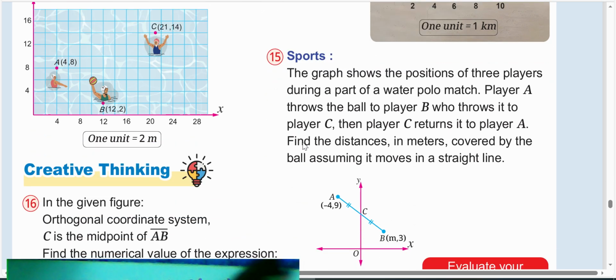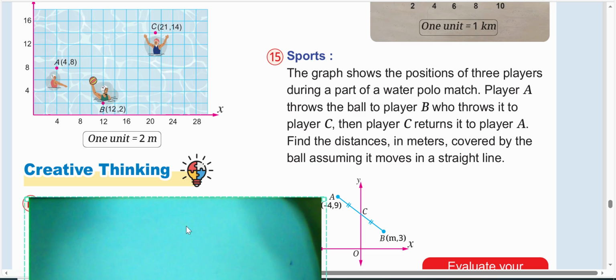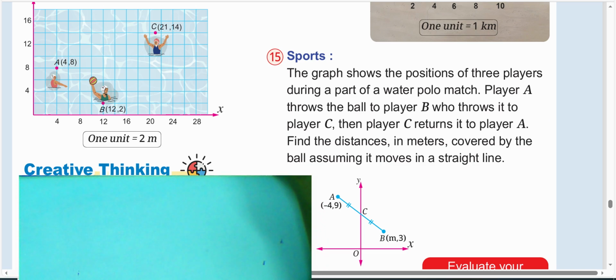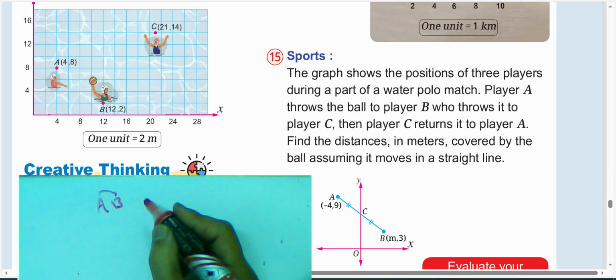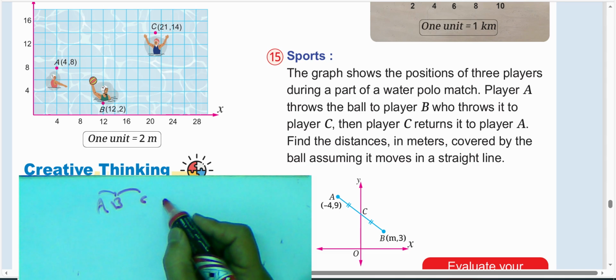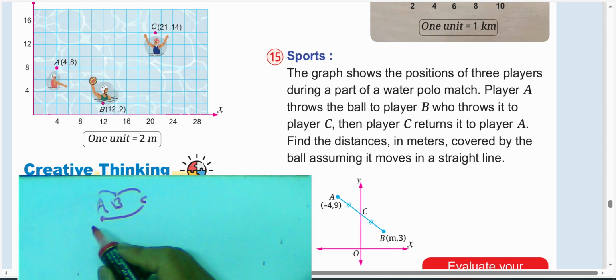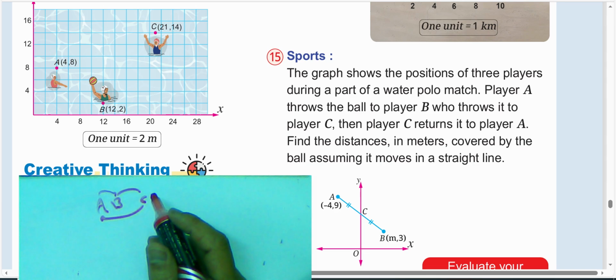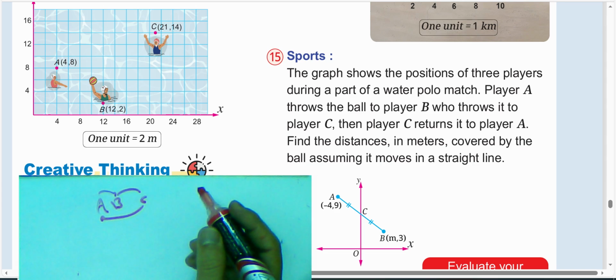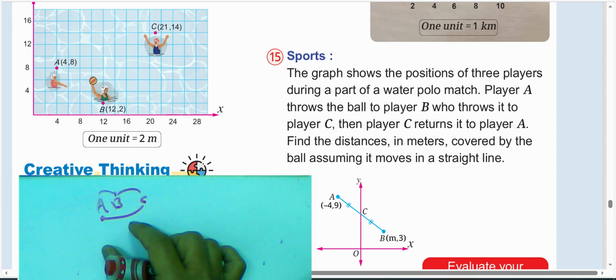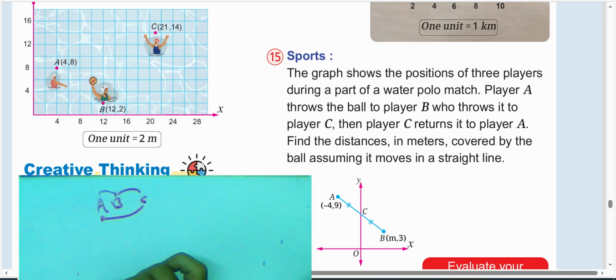Next question, sport. The graph shows the positions of 3 players, player A, B and C, during a part of a netball match. Player A throws the ball to player B, A to B, who throws to point C. Then player C returns the ball to point A. Find the distance in meters covered by the ball, assuming it moves in a straight line. Okay, first from A to B, and then B to C and C to A.